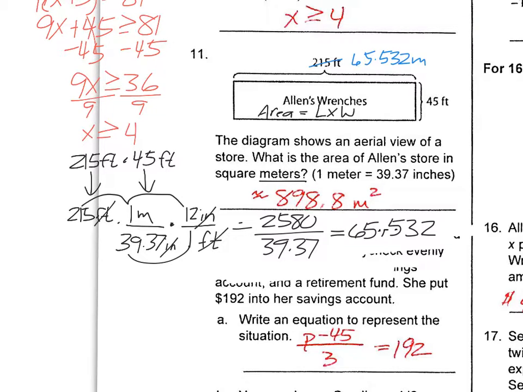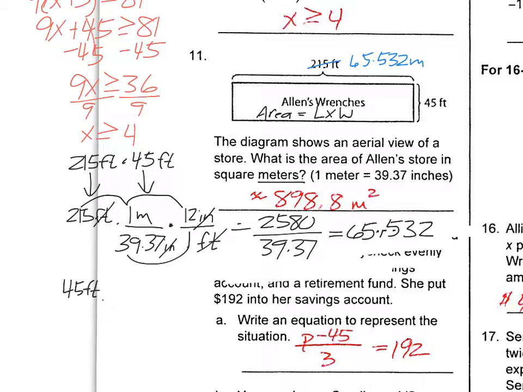Now I've got to do the same thing with the 45. So I'm going to come down here, got 45 feet. This time I'm going to do it. There are 12 inches in 1 foot, and then 1 meter is 39.37 inches. So again, the inches cancel, the feet cancel, that's going to leave it in meters. Multiply the top, so 45 times 12 is 540.